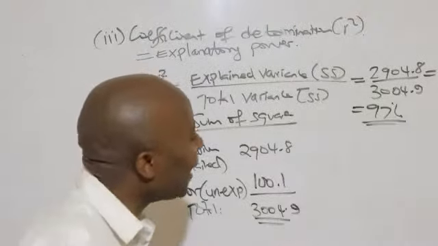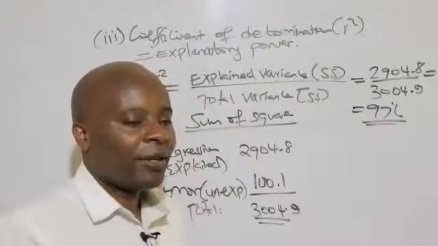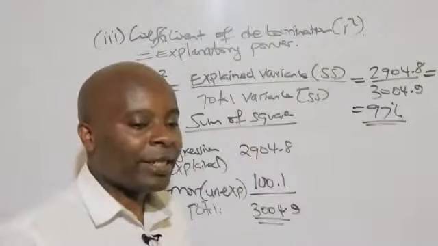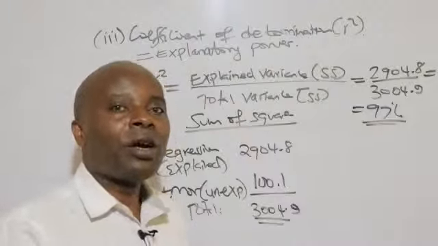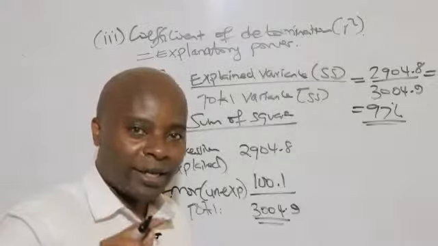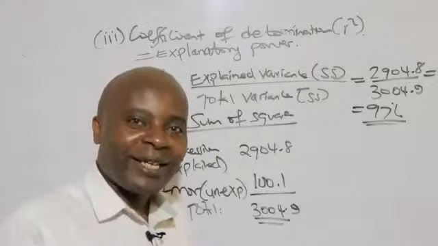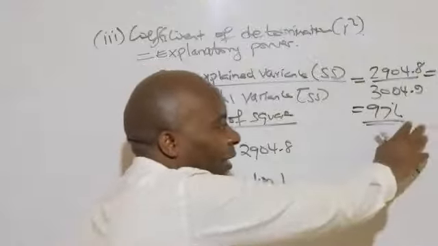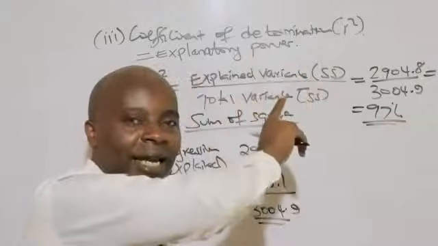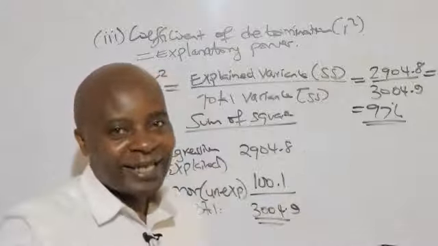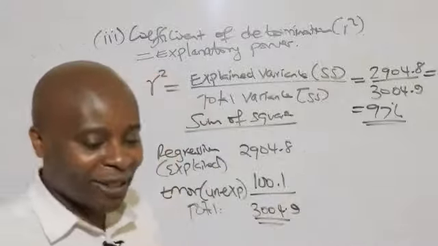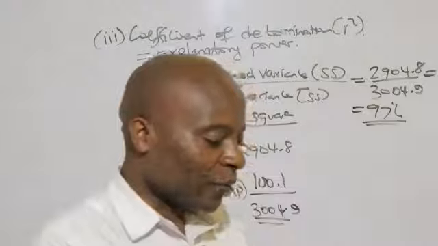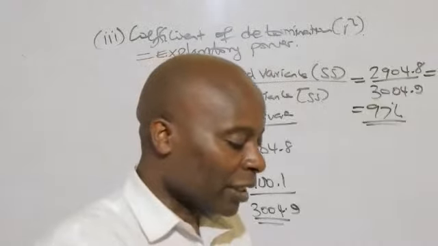97% is excellent. So in terms of explanatory power, in terms of explaining changes of the response variable y, this model is very good. It's only 3% that cannot be accounted for by this model. 3% is neither here nor there. So they wanted us to give them the explanatory power, and I've done that.